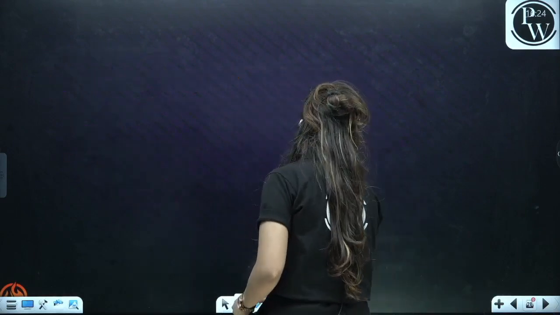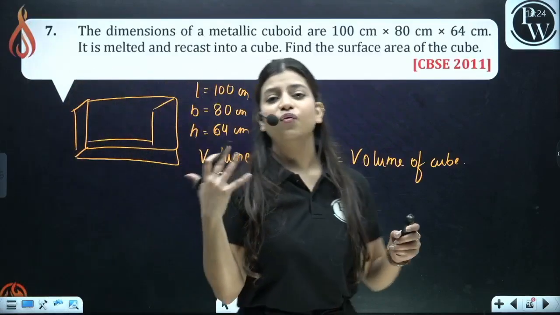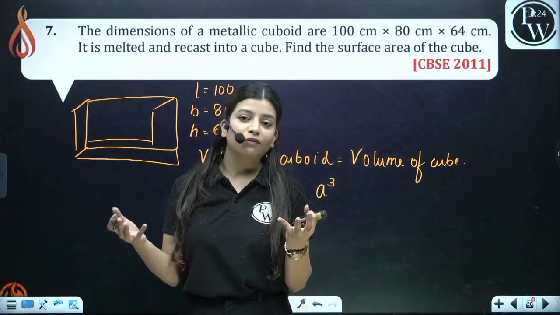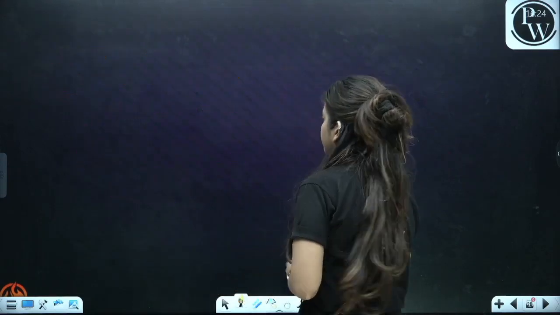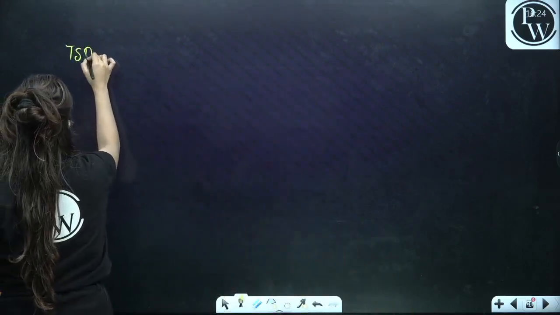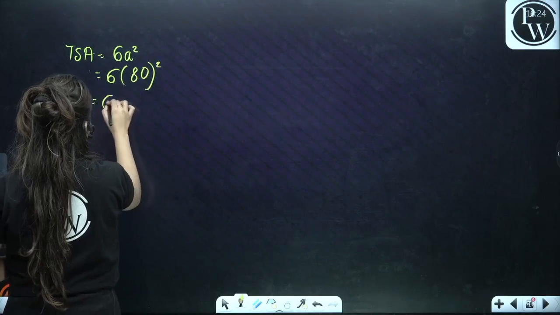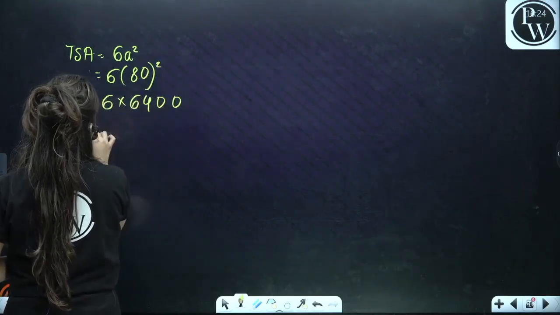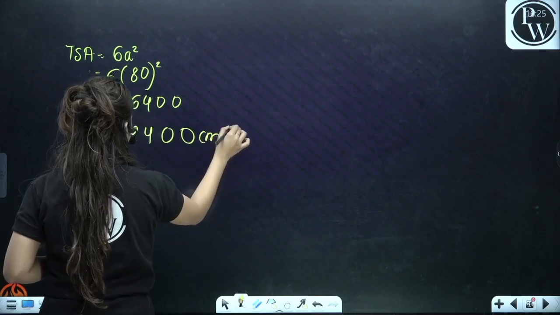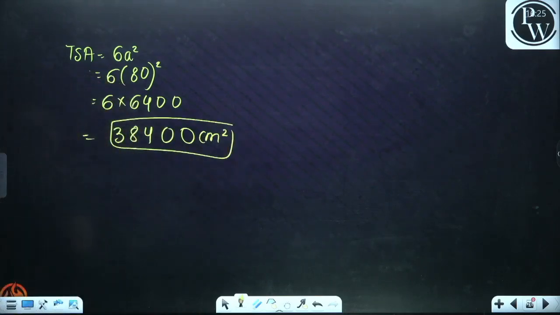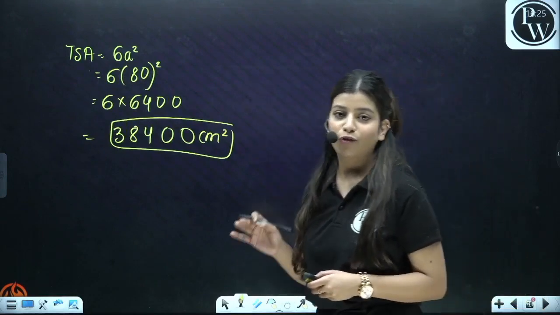Now what we have to do for the next thing, students, we have to calculate the surface area. And we are only given the surface area, so you might be confused whether we have to take out the total surface area or the lateral surface area. Students, whenever there is only surface area given in the question, you have to calculate the total surface area. The total surface area is equal to 6a square. So 38400 centimeter square will be the total surface area for the new cube.